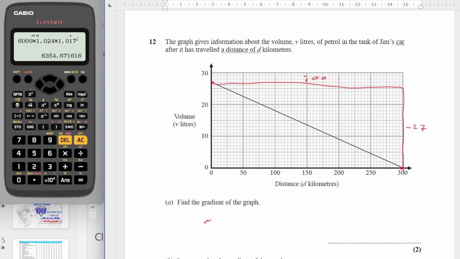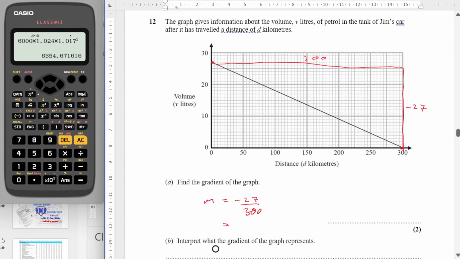So the gradient of that graph is going to be equal to the change in y divided by the change in x. So if I type it in just like that, minus 27 over 300, which as a decimal is going to be minus 0.09. So minus 0.09.